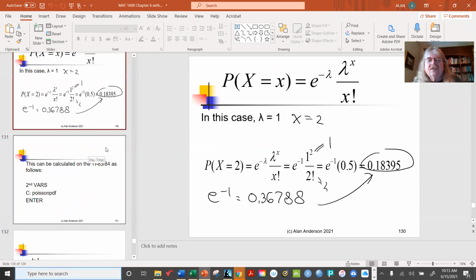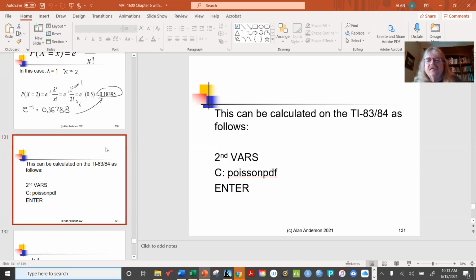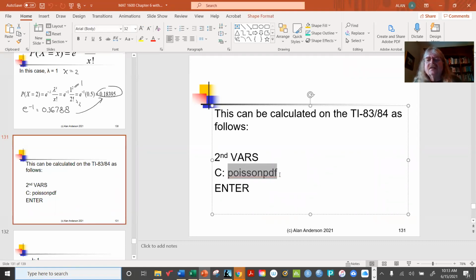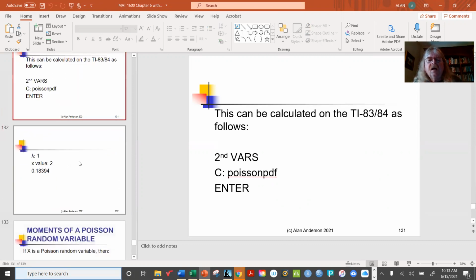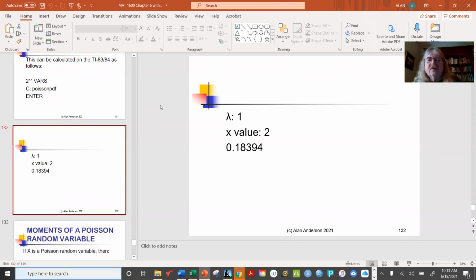All right, now again, just like with a binomial distribution, there's a function built into the calculator that we can use. And it's the same menu, but it's letter C, Poisson PDF. So here it's easy because all you have to do is tell it the value of lambda and the x value that you're looking for, and it will come up with your probability.